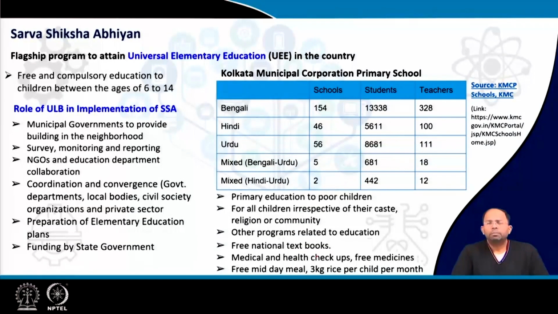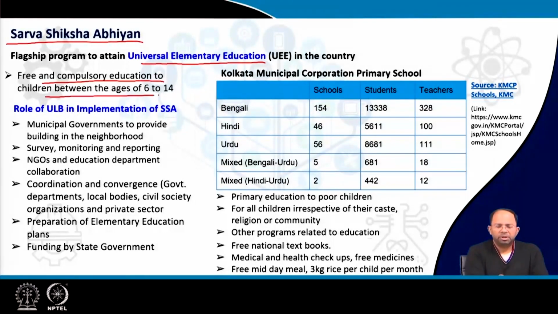Now, coming to the government programs which look into the different aspects of education in urban areas. One of the flagship programs is to attain universal elementary education in the country. This is also known as the Sarva Shiksha Abhiyan, or now also Samagra Shiksha Abhiyan. So, here free and compulsory education is given to children between ages 6 to 14 years. So, nothing is charged.